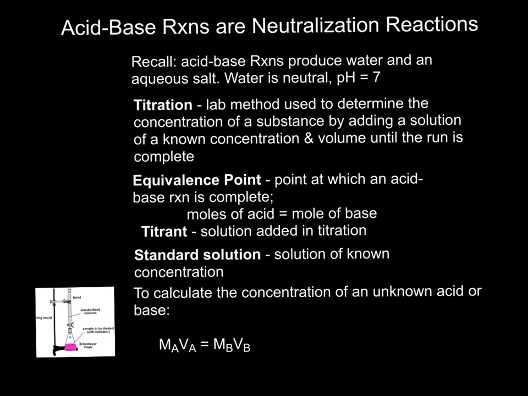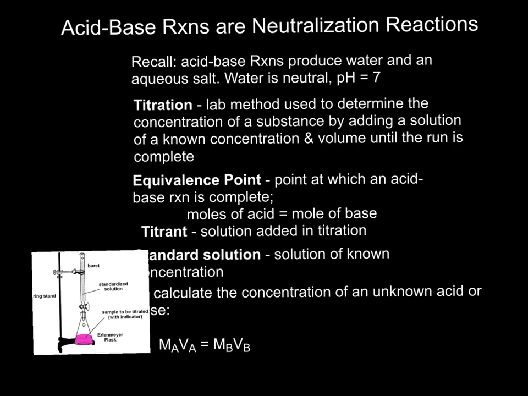Again, we'll define what pH is officially in the next lecture. Neutralization reactions have their own laboratory method. We call it a titration. A titration is the lab method that's used to determine the concentration of an unknown substance by adding a solution that we know the concentration and volume of until we have completely neutralized the unknown solution. The equivalence point is the point at which an acid-base reaction is complete. The moles of the acid equal the moles of base, therefore the pH is neutral.